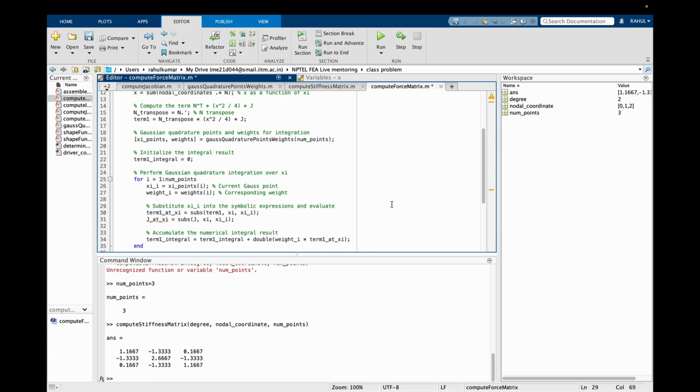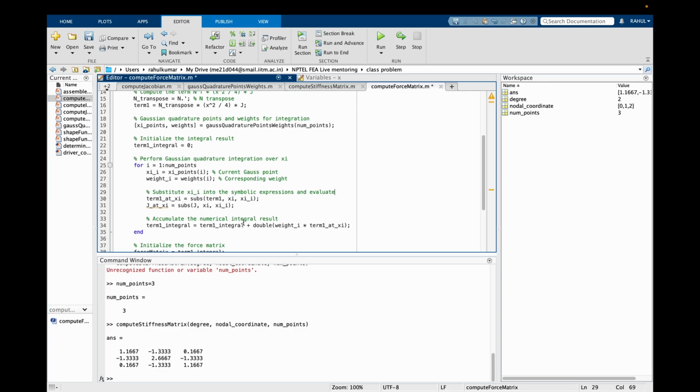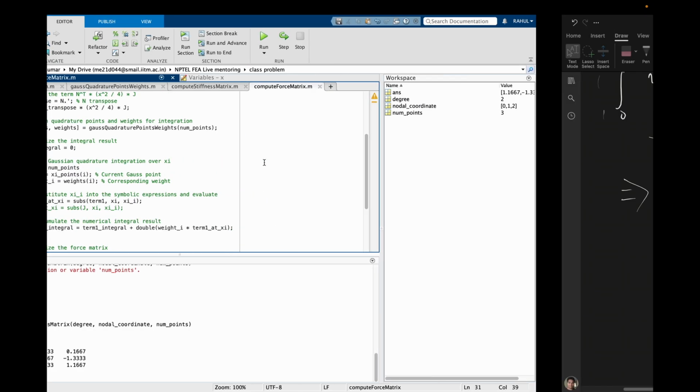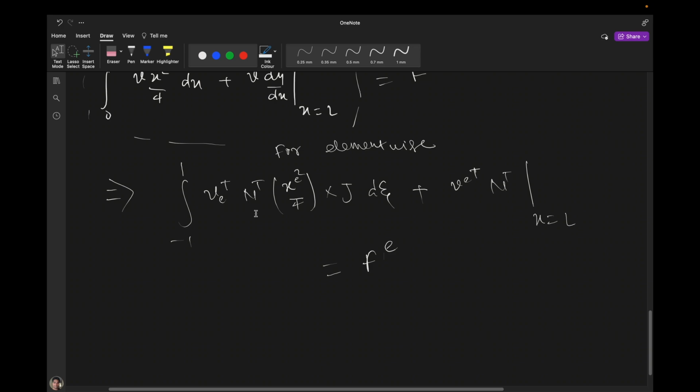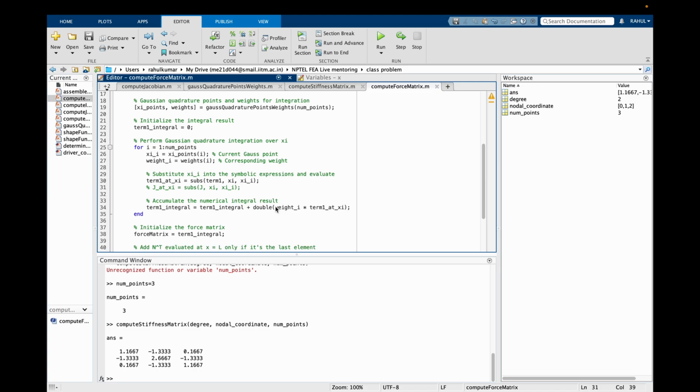Am I right or not? Because I have already written term 1, this J will not come. Here J will not come, right? Yes, J comes when B comes, okay, fine. So yeah, this is term 1.